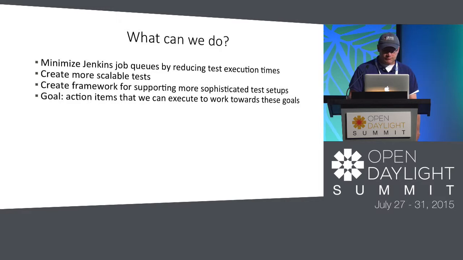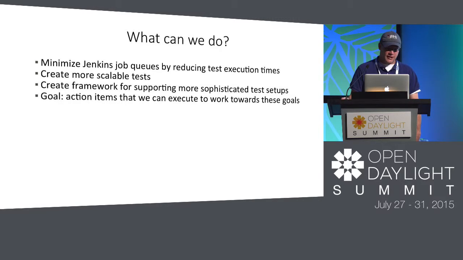So, what can we do? Some things are perhaps easier than others. We can try to minimize Jenkins jobs by reducing test execution times. That shortens the job queue because the jobs take less time, and if a bunch of jobs spin up, they retire faster, so you don't have as long a queue. Sometimes that's a problem because people are trying to push through commits and they're waiting for a big backlog of jobs to get through. So it's nice to have shorter execution times.